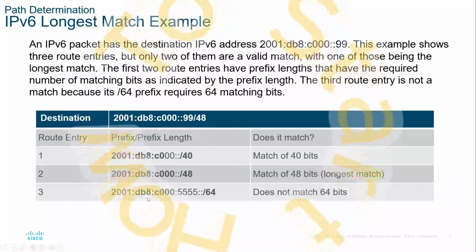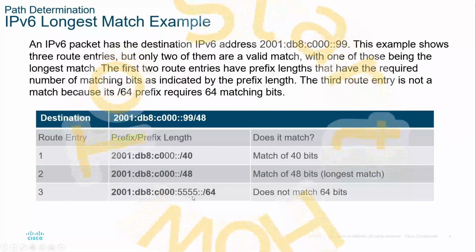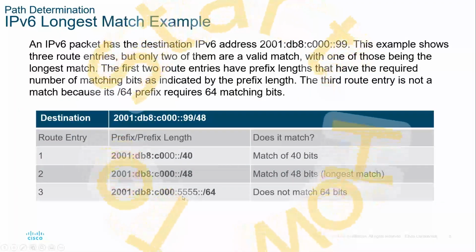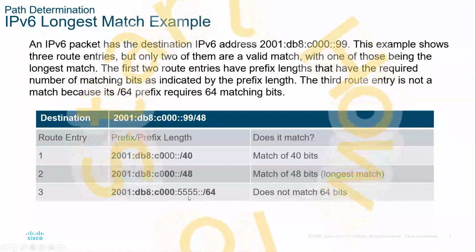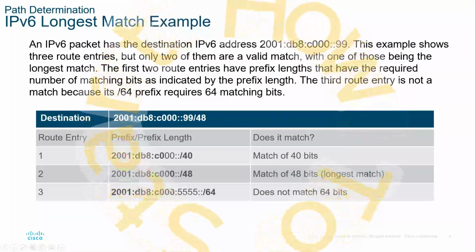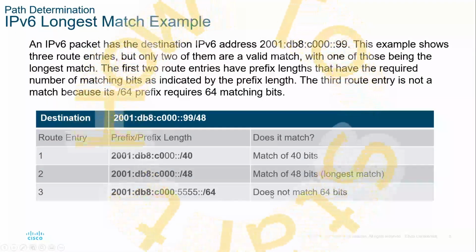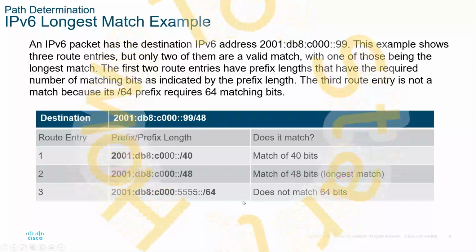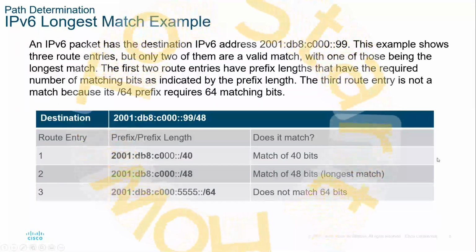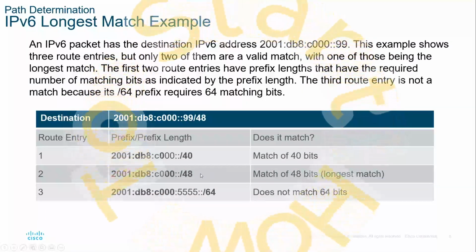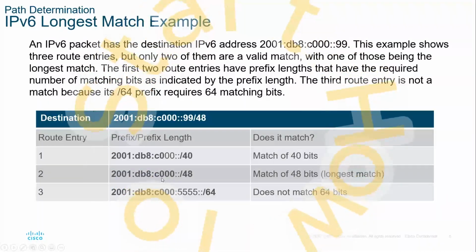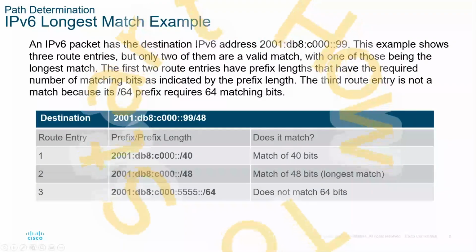Again, here we have the 48 bits that do match, but then between 48 and that 64, we have 5555, and those ones do not line up to the destination. So that route does not count. So the longest match is route entry 2 because of the 48 bits that do line up.